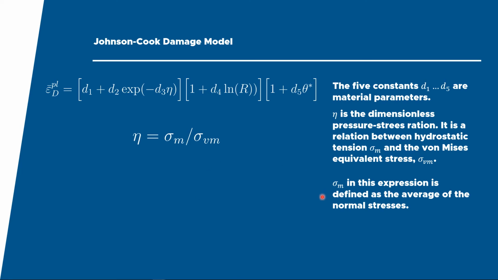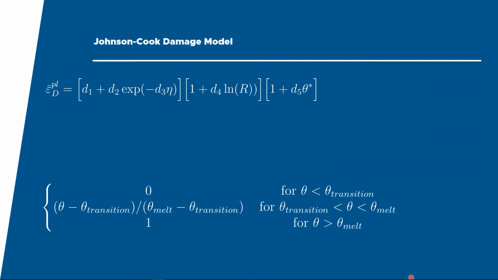The hydrostatic stress is just the average of the normal stresses, and the von Mises stress is just the von Mises equation that we all know. We also have the R, that is the dimensionless plastic strain rate. That's just the ratio between the equivalent plastic strain rate and the reference strain rate.